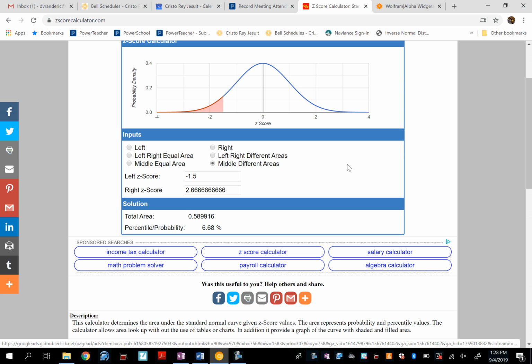Middle different areas. Okay? And if you mess this up, if you try to click middle equal areas, it's going to make the numbers the same for your z-scores. And you don't want that. Okay? So middle different. Our first one was negative 2/3, 0.6666. Okay? And then our one to the right was 1.